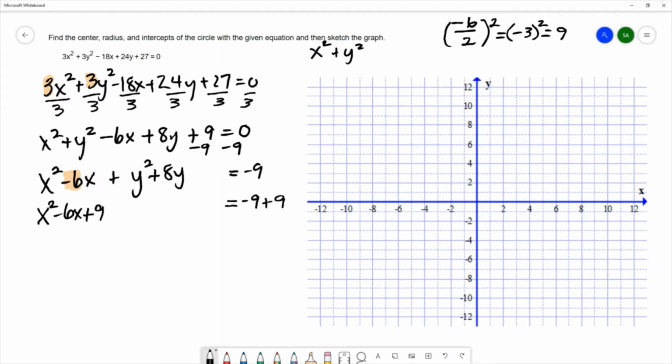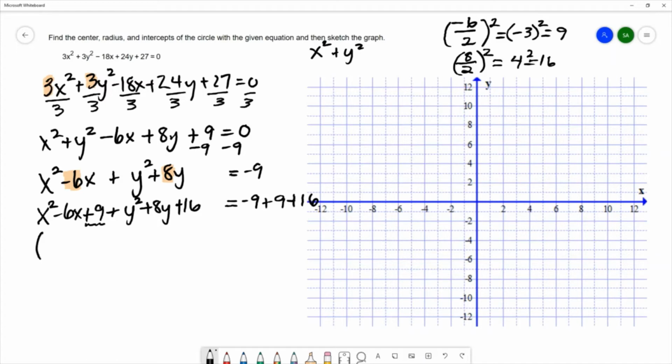Now I want to repeat that for the y group. So for the y group, I'm going to start with the coefficient on the y term. That's 8. 8 over 2 squared. 8 over 2 is 4, and 4 squared is 16. So I want to add a 16 to the y group. And whatever I do on one side, I need to do the same thing on the other side. And now I've put the number in that will complete the square.